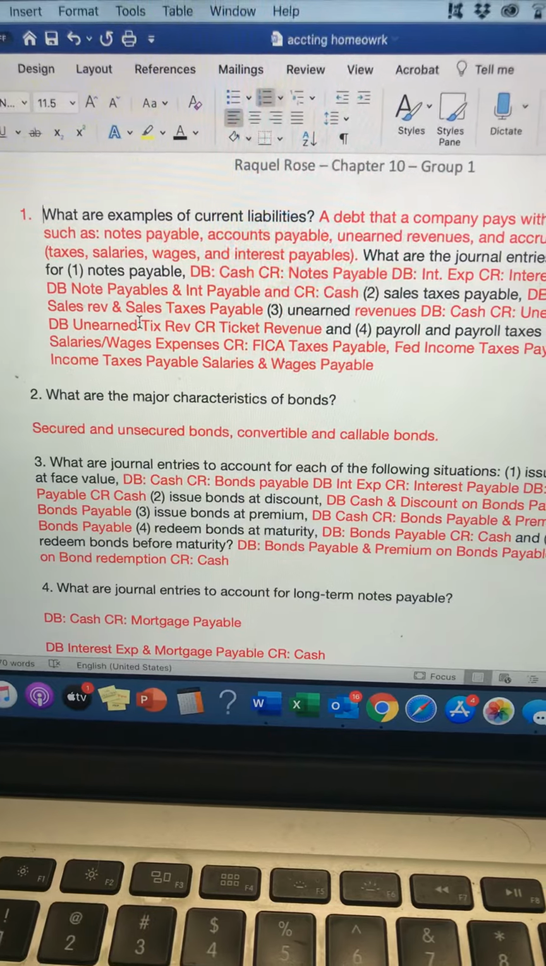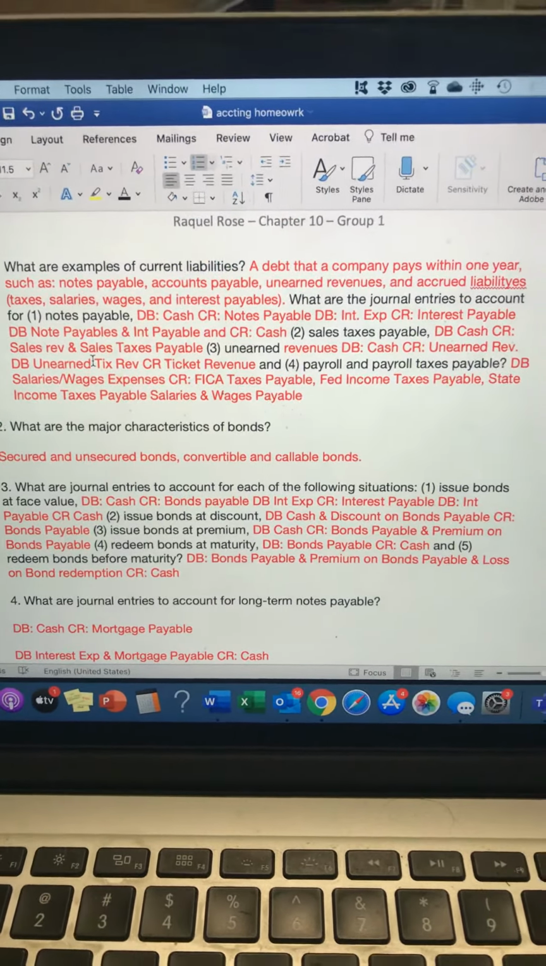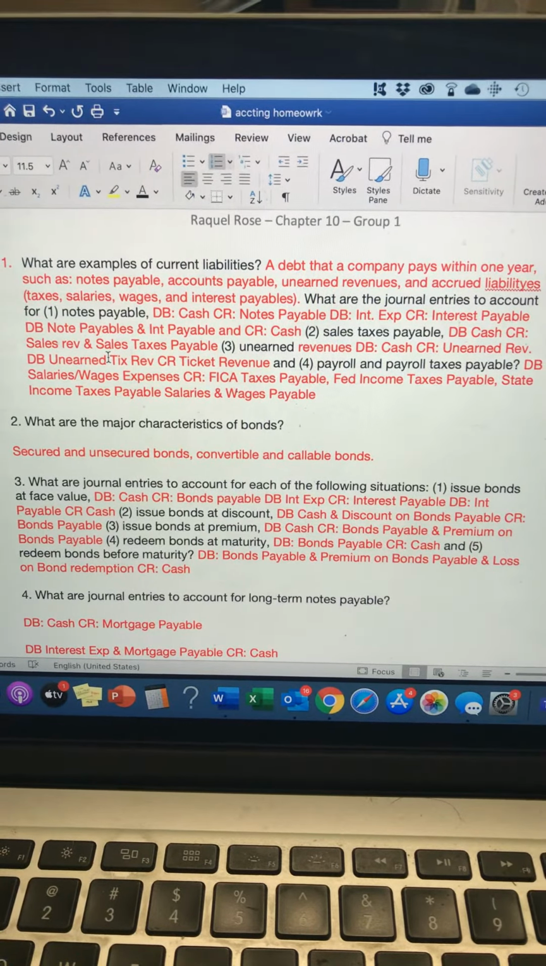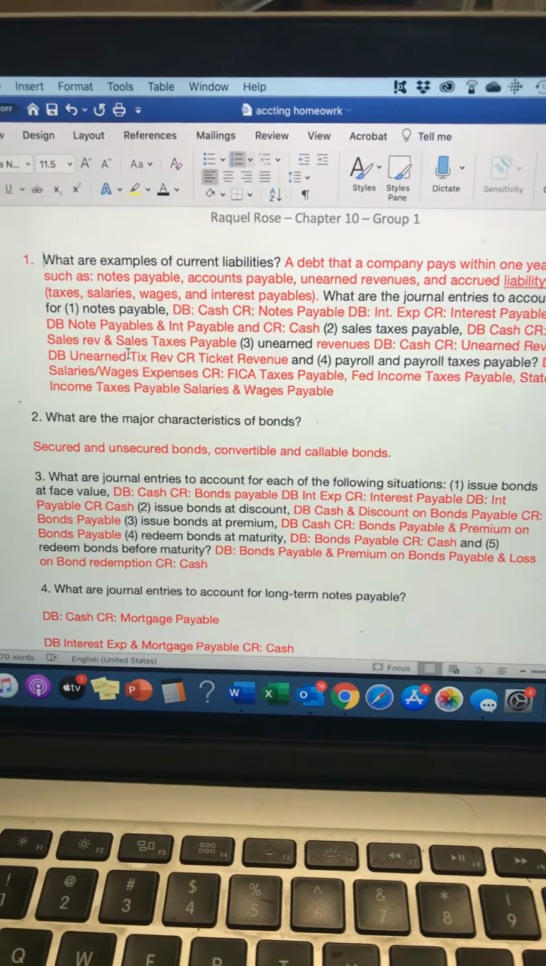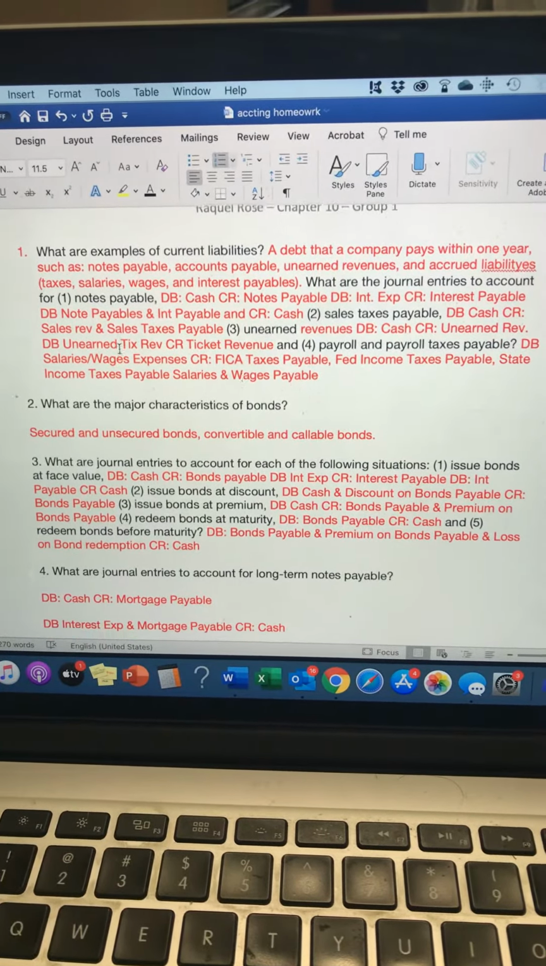First question: what are examples of current liabilities? It's a debt that a company pays within 1 year, such as a note payable, accounts payable, unearned revenue, and accrued liabilities, which are taxes, salary, wages, and interest payable.